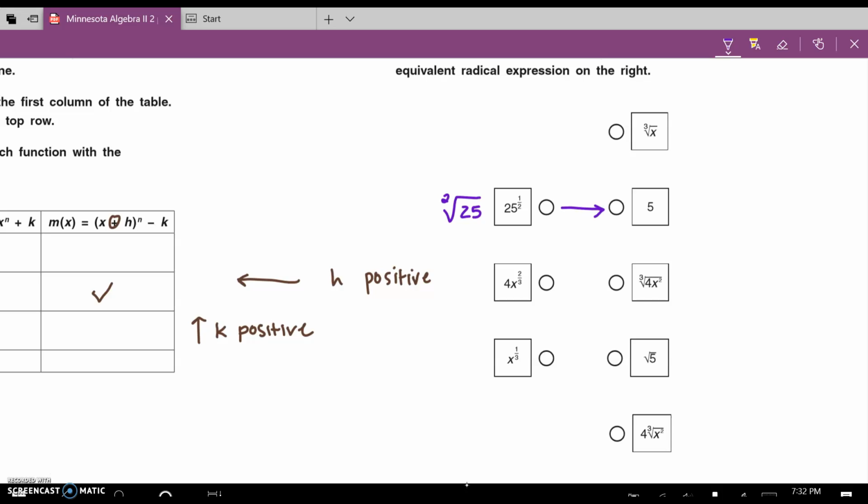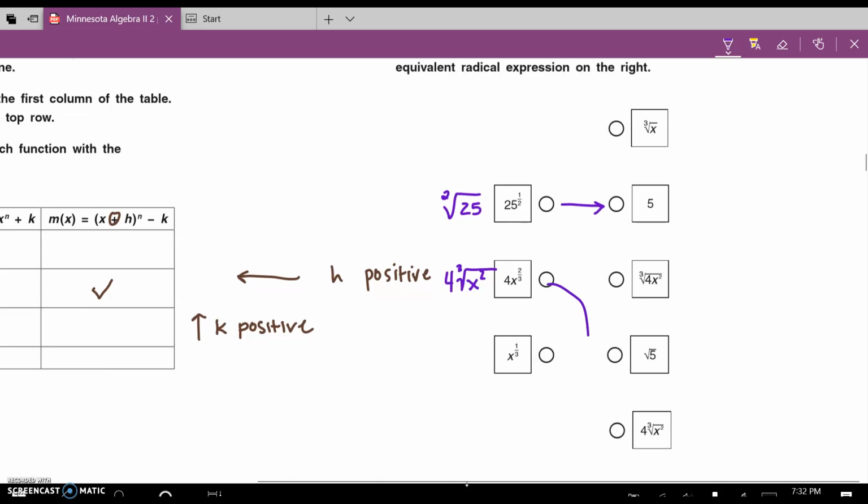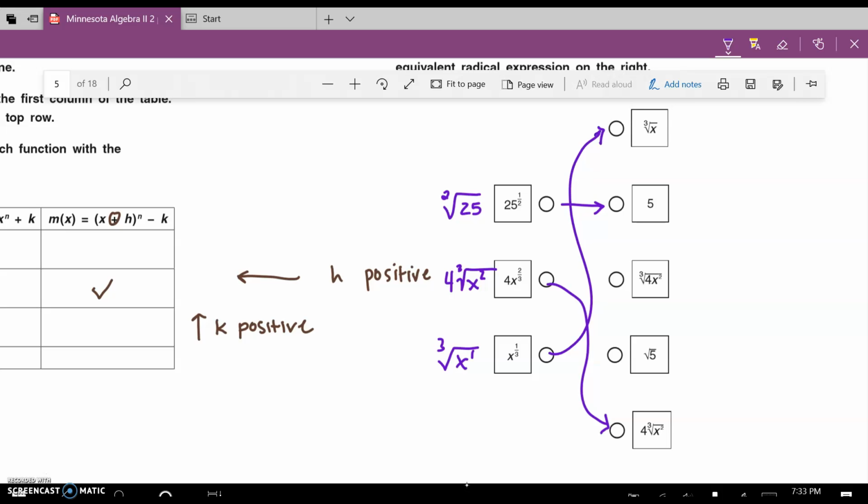And then we've got 4 times x to the 2/3. Remember, if there's not parentheses around the whole thing, the 2/3 just goes to the x. So this one's actually going to have the 4 on the outside. And then the square root, the 3 is going to be your index, and then you've got x squared. So that one is going to be down here. And then last but not least, you've got x to the 1/3. Again, the bottom number is your index. So that would be the top one.